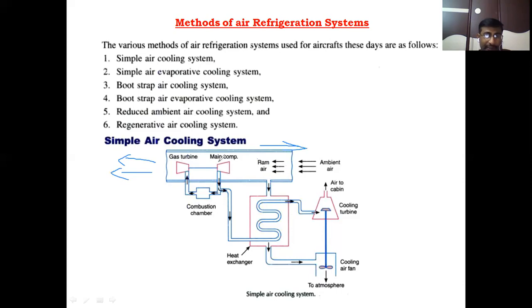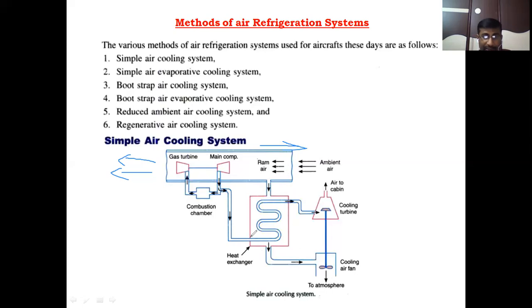Clear, students? The air which is compressed in the main compressor, some of it is taken and diverted towards the refrigeration system. This diverted air first passes through the heat exchanger. In this heat exchanger, the ram air is used for cooling the compressed air coming from the main compressor, because after compression, the air temperature is high when compared to the ram air. This low temperature ram air is used to cool the air coming from the main compressor. This is the heat exchanger.